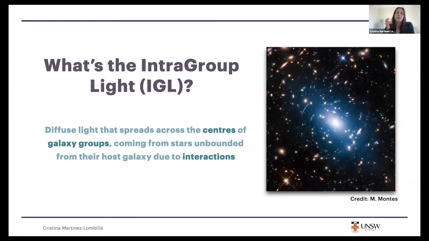But what is the intragroup light? The IGL is the diffuse light that spreads across the center of galaxy groups, and it is concentrated around the brightest central galaxy, or BCG. This light is composed of stars that are unbound from their host galaxy due to interactions, so it is a fossil record of the interactions a system has undergone over time.